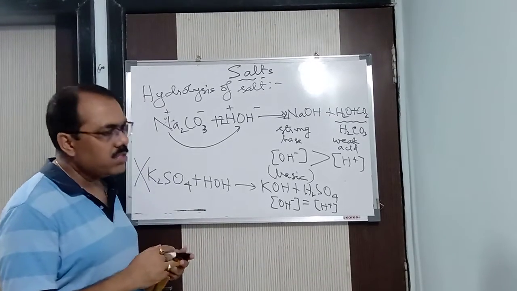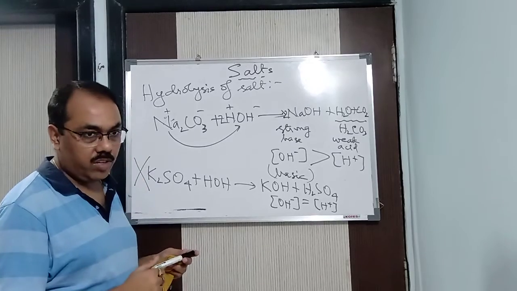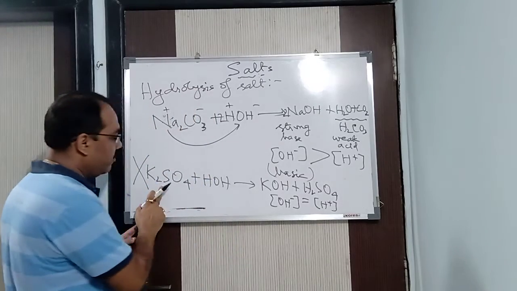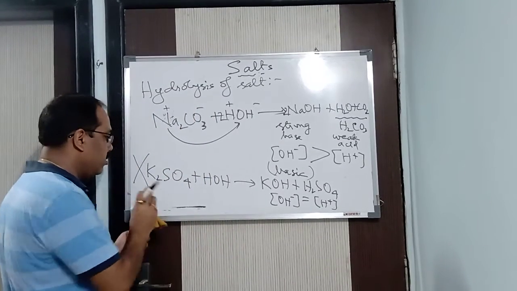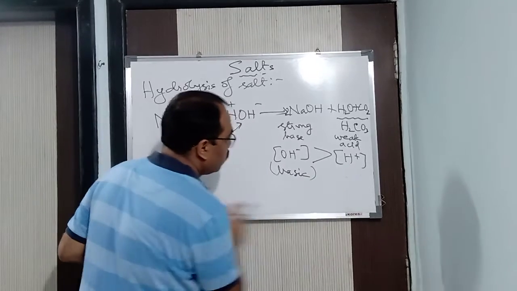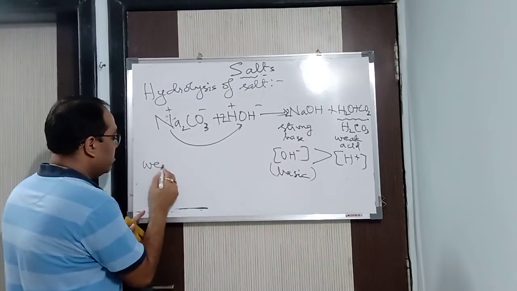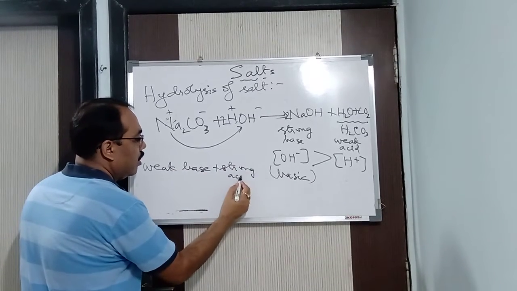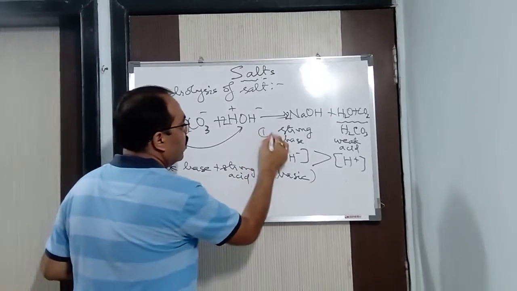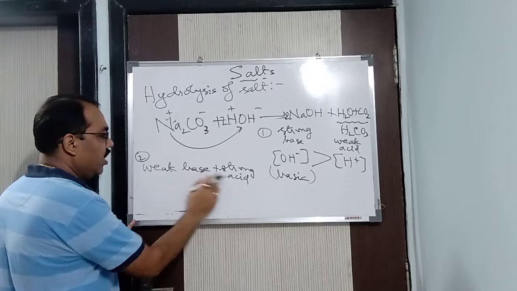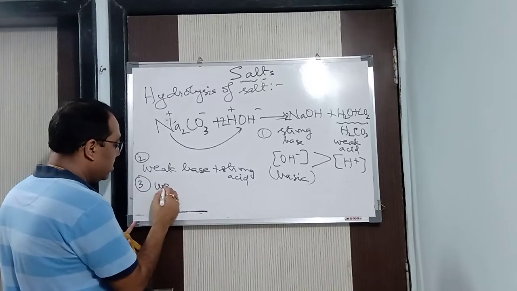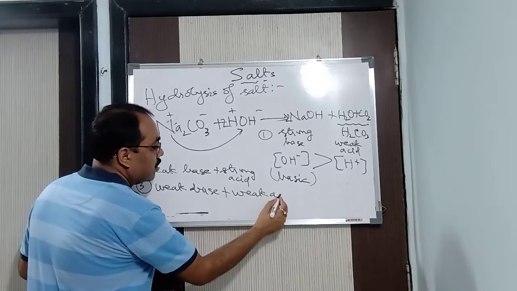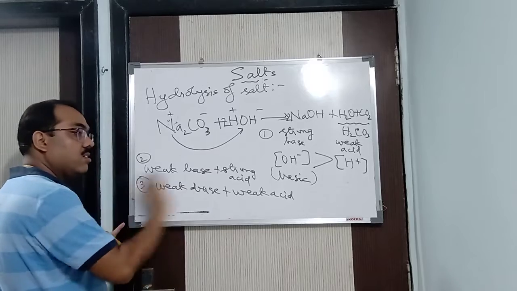So hence, hydrolysis is of 3 types. What is that? A salt of strong base and weak acid, as you can see it here. A salt of strong base and strong acid, I said, never undergoes hydrolysis. We can also have a salt of weak base plus strong acid. This is the second one. This is your first one, strong base weak acid. This is weak base strong acid. And the third one is weak base and weak acid. Again I repeat, strong base strong acid does not undergo hydrolysis.